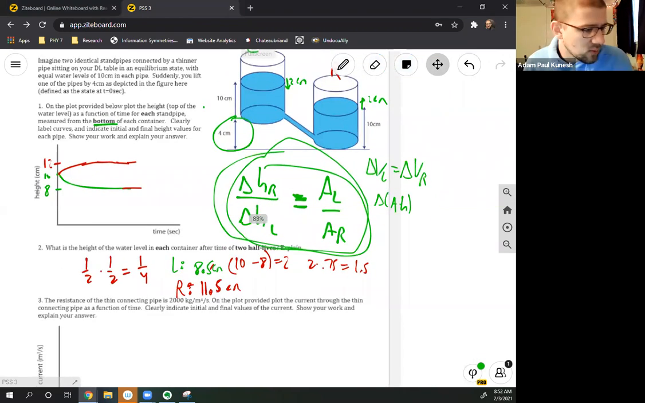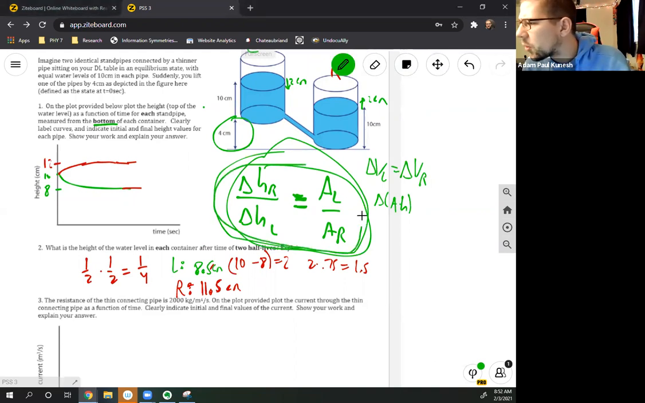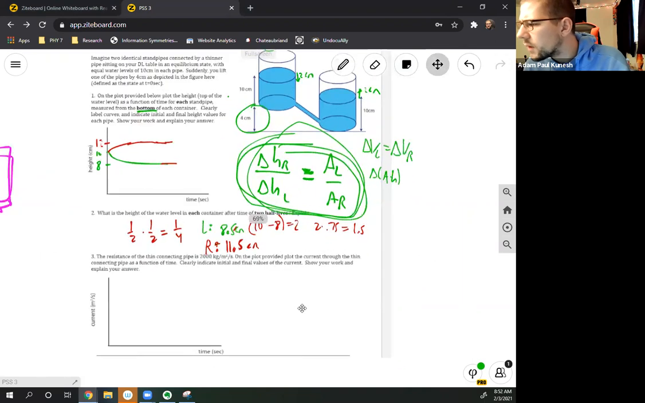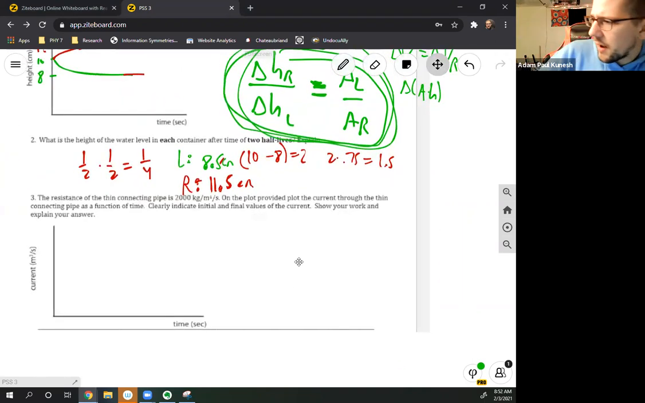Yes, yep, that's right. The reason I can just take their average is because they have the same area. Otherwise, I have to think about it a little bit more complicatedly. Okay, I want to finish up number 3 real quick, and then I'll stick around for 2 or 3 questions.